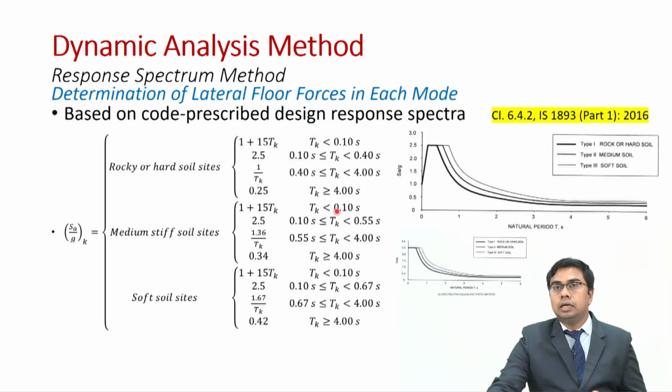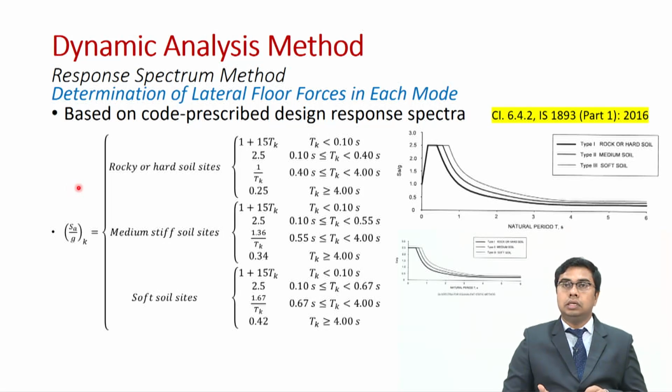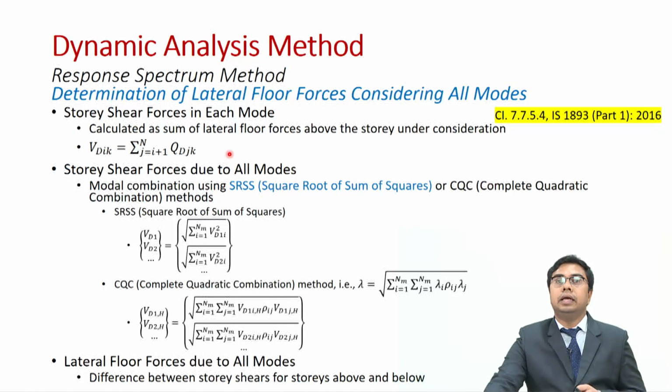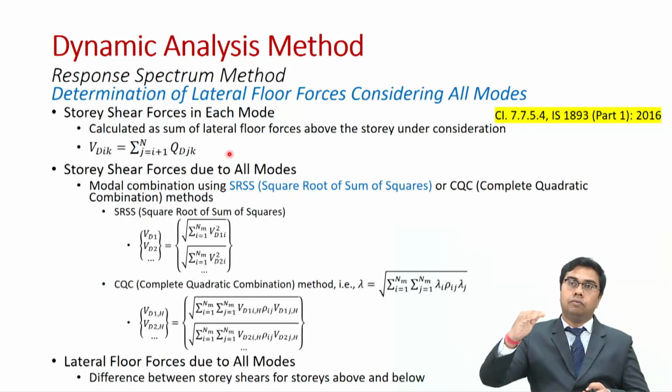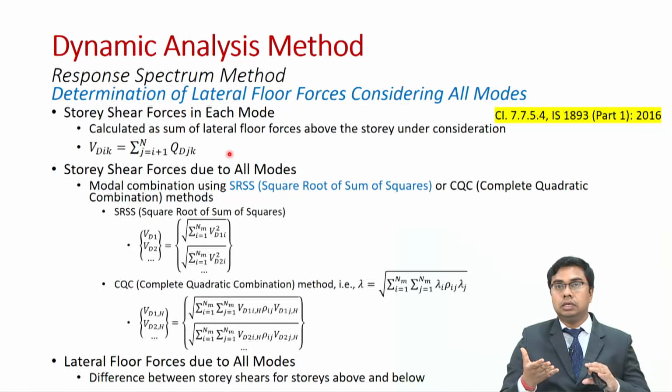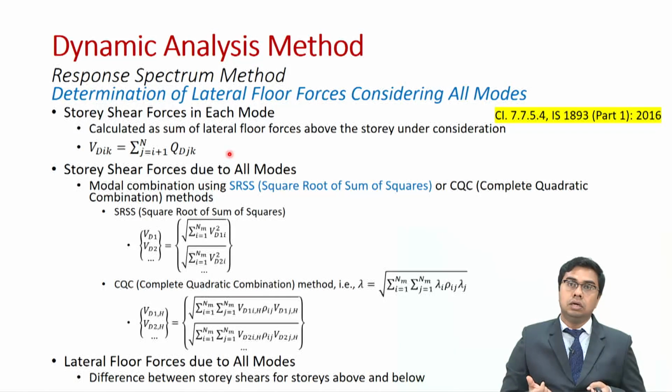So, once we have the SA by g known to us, we can calculate the lateral floor forces in each mode as we have discussed in the last slide, and then from there we shall try to find out the story shear force in each mode. How do you obtain the story shear? It is calculated as the sum of lateral floor forces above that story which is under consideration. Any lateral force which is being applied on the building frame above that story which you are considering, that shall give you the story shear force in each mode.